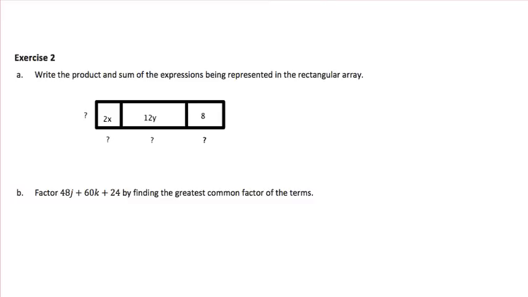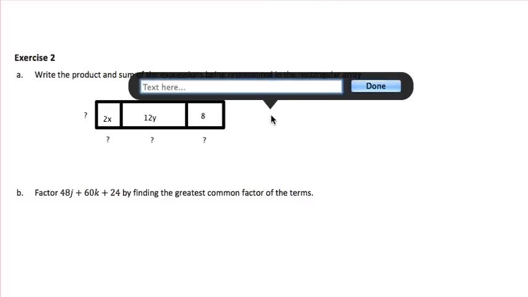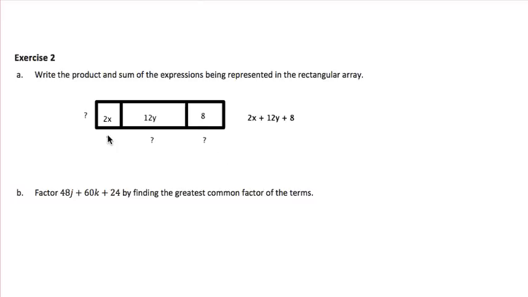In exercise 2, we're going to write the product and sum of the expressions that are represented in this rectangular array, which is not pre-printed in the student materials. So the sum of the expressions, first of all, is 2x plus 12y plus 8. And we're thinking backwards because, of course, we don't know what those numbers were to start. The first thing we could do is factor out a 2, since 2 goes into each of those terms.